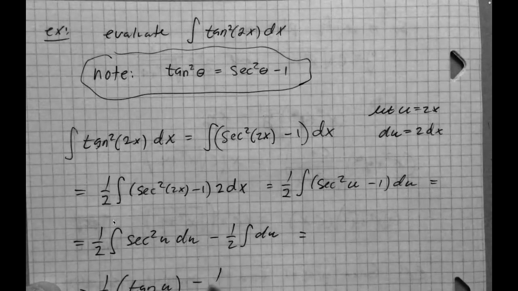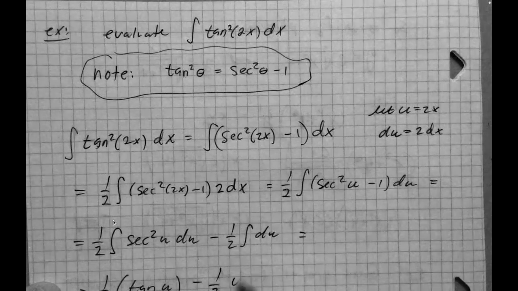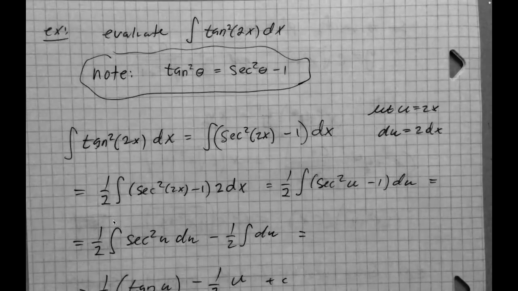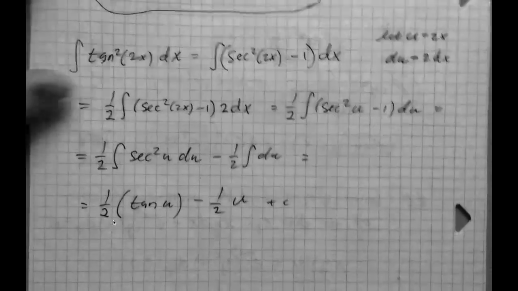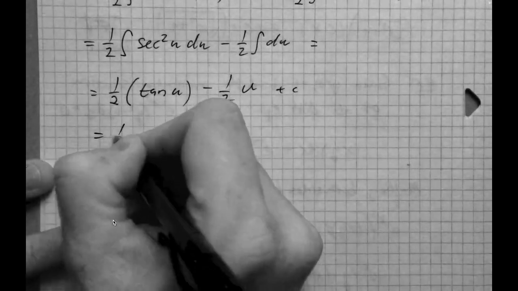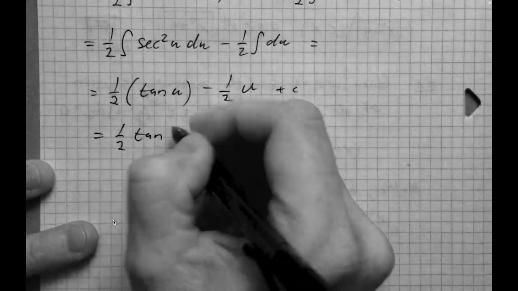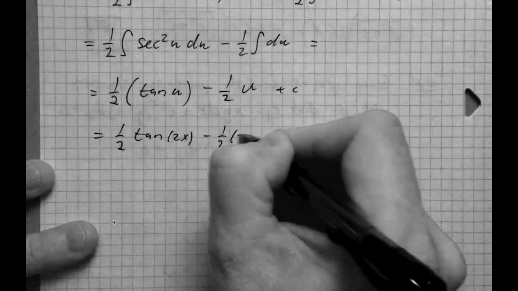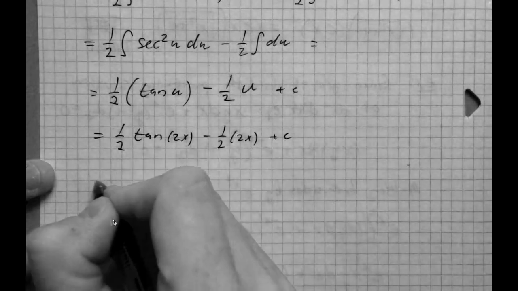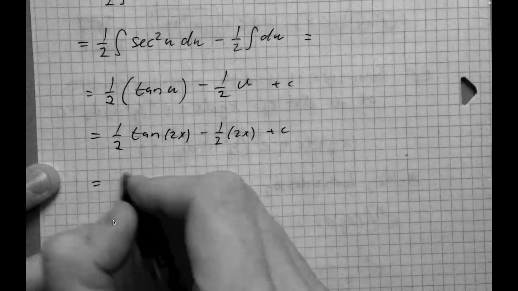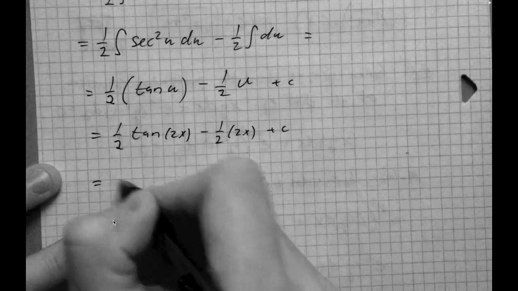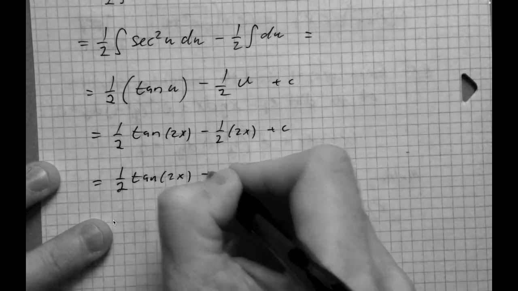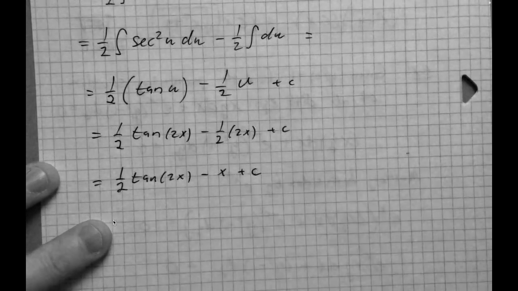And then this one over here is just the integral of du, so that's just u, plus c. Right, and then u in this case is 2x, isn't it? And so this is 1/2 times the tangent of 2x minus 1/2 times 2x plus c. And so we could clean this up, and the best answer is probably 1/2 tangent of 2x minus x plus c.